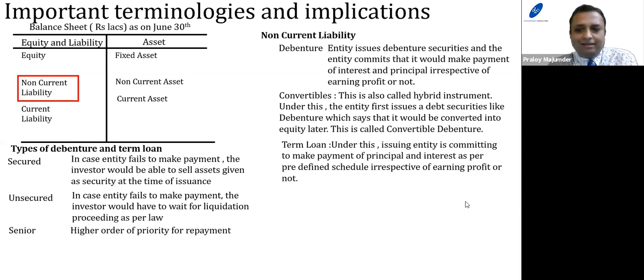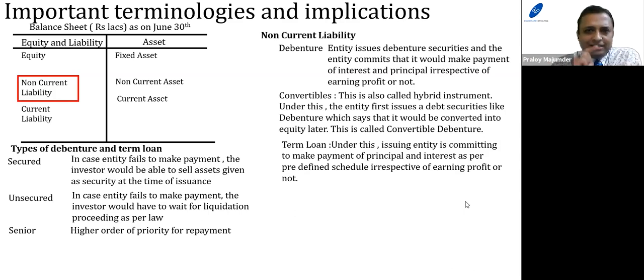Now, there is another terminology we use, called senior, and another called subordinate. What is a senior? Senior means highest order of priority of repayment. Suppose a business entity has issued 3 debentures: debenture A, debenture B, debenture C. When it says debenture A is senior most, that means the first payment commitment will happen to debenture A.